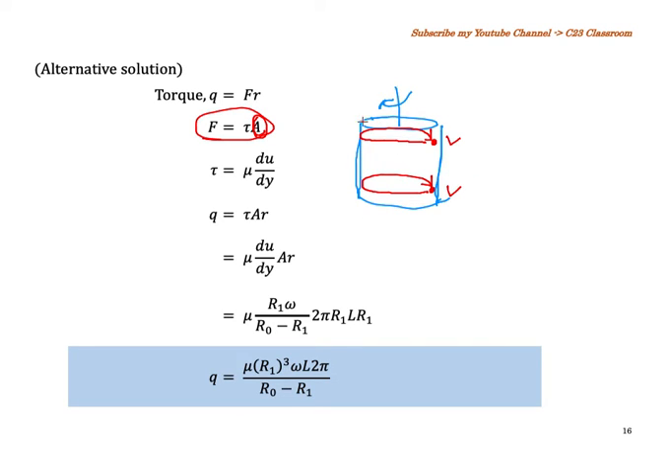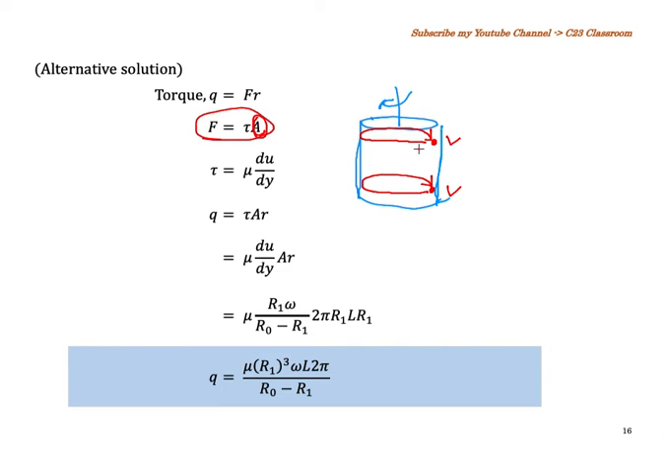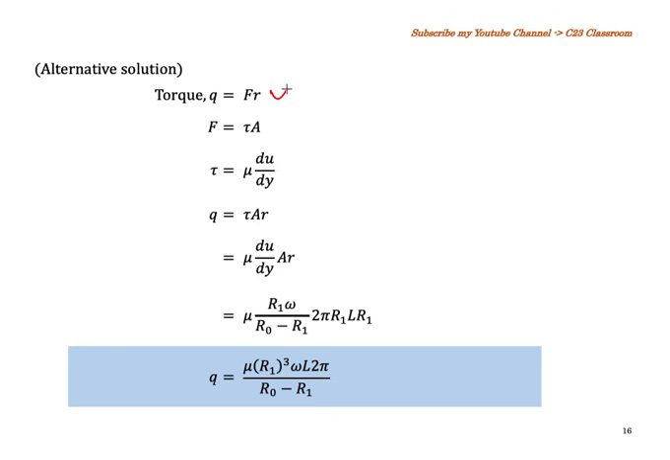So it is actually not compulsory for us to do the derivation like this one, because there are no changes, no difference for all the points. What we can do is just use these 3 equations to solve the problem. We have torque is equal to Fr, force is equal to tau A, and tau is equal to mu du dy. We substitute the force here with tau A, and then substitute the tau here with mu du dy. So we get the value of this one.